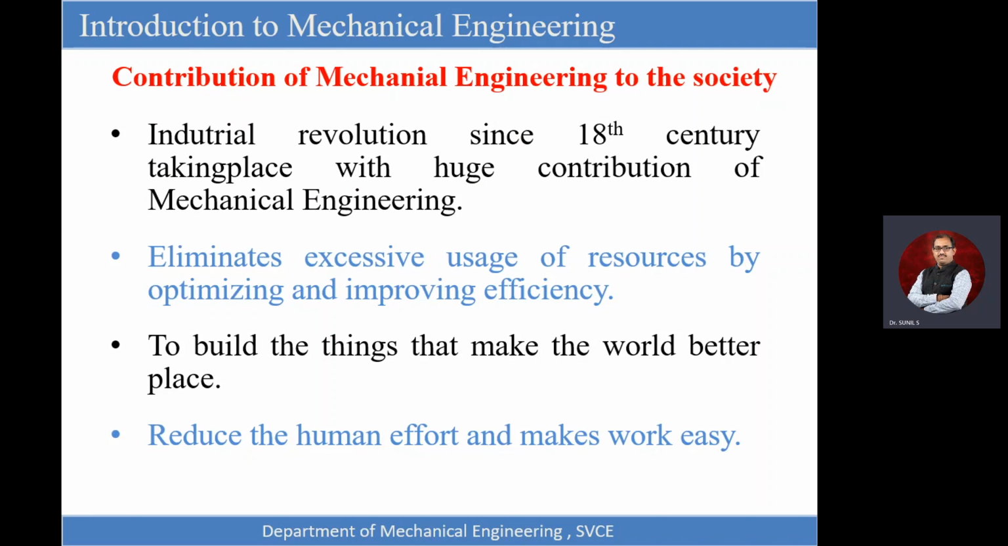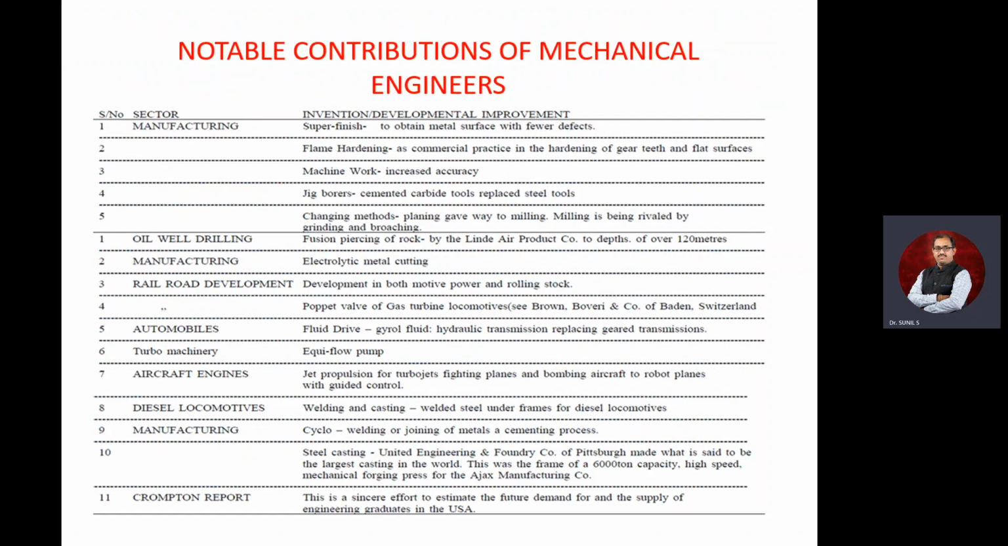What are the advantages of automation? Errors will be very few, and manufacturing defects will be very few. It helps build things that make the world a better place, reduces human effort, and makes work easy. These are some of the major contributions. With respect to these points, I have listed some applications, which you can see in various sectors.